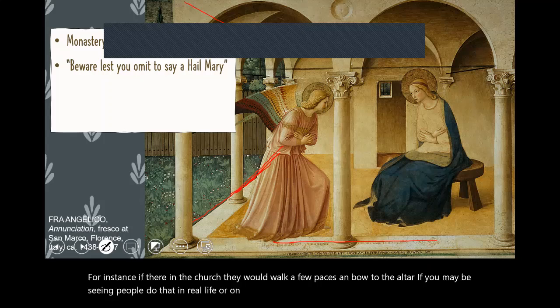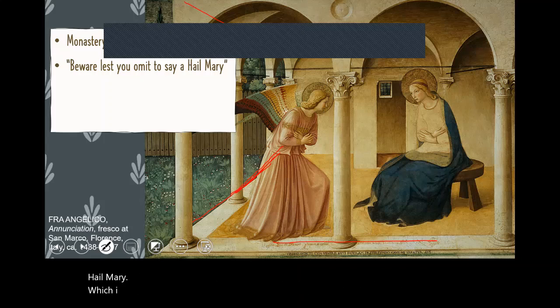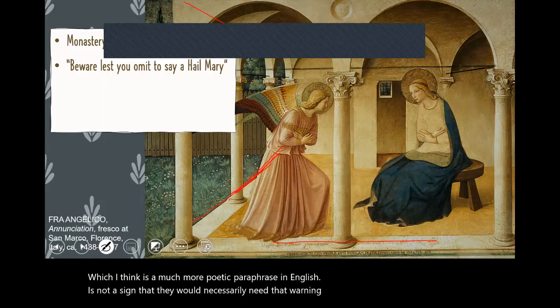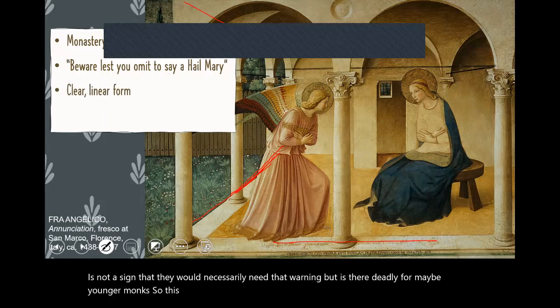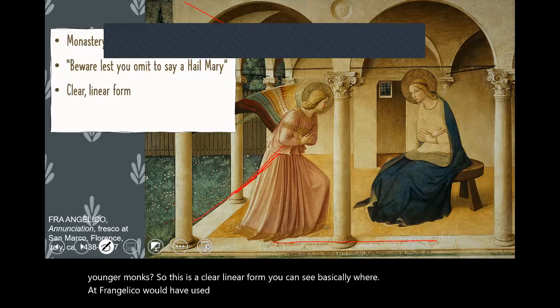So the beware lest you omit to say a Hail Mary, which I think is a much more poetic paraphrase in English, is not a sign that they would necessarily need that warning, but it is there definitely for maybe the younger monks. So this is a clear linear form. You can see basically where Fra Angelico would have used his cartoon, his drawings in charcoal to set the line of each and every giornata of this fresco.